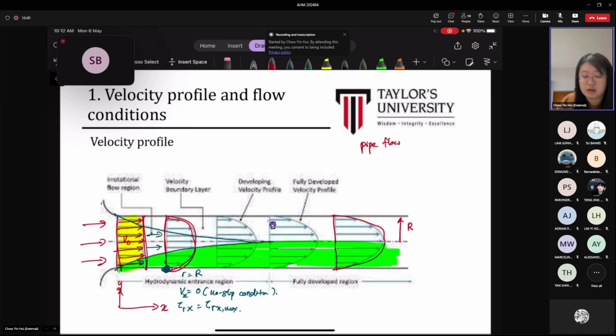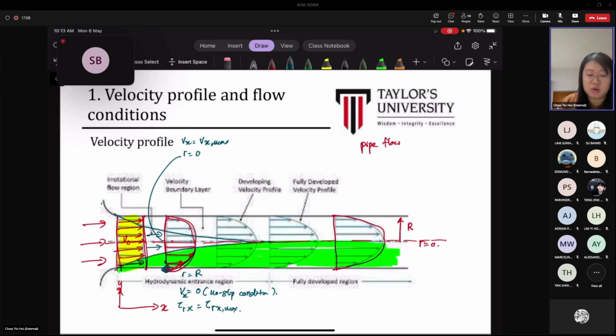Okay, so now when the fluid travels further down this pipe, the viscous effect starts to be significant. That's why you can see that the velocity starts to change, right? It's almost 0 here, then it slightly increases beyond zero. Then when it comes to the center of the pipe, the point of symmetry, when r equals 0, that's where the velocity in x will approach the maximum velocity, while the shear stress equals 0.